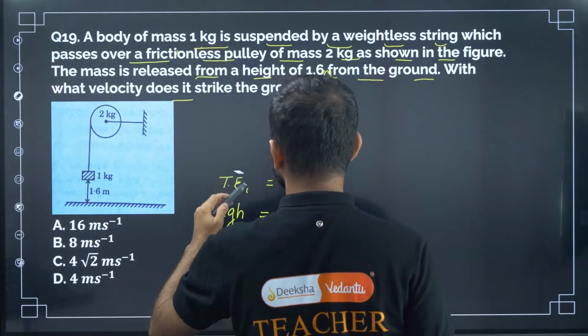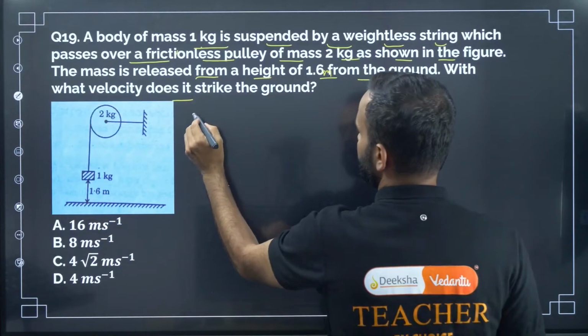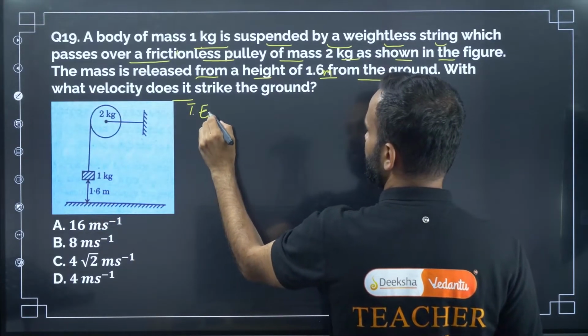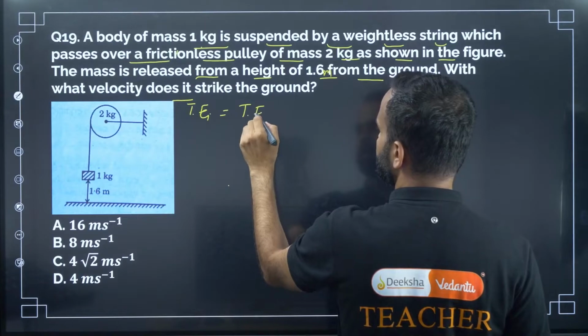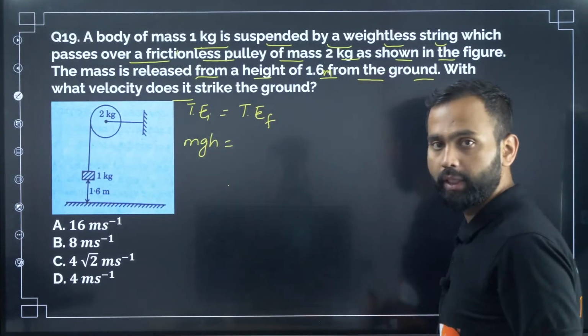Okay, I will write it here. Initial total energy is equal to final total energy. Initial total energy is mgh. Now what is the final total energy?